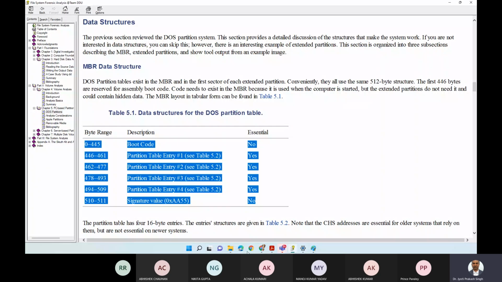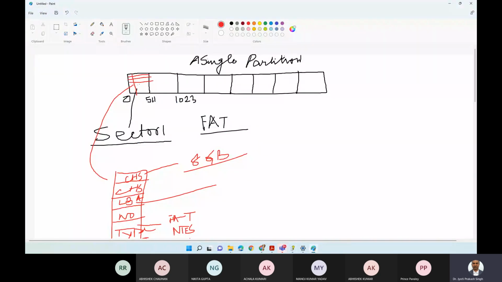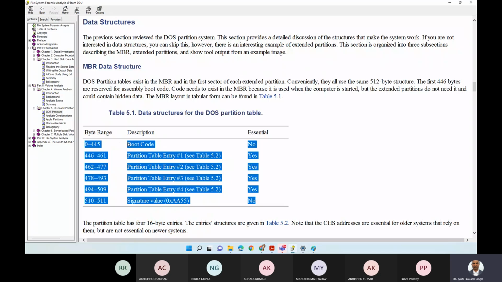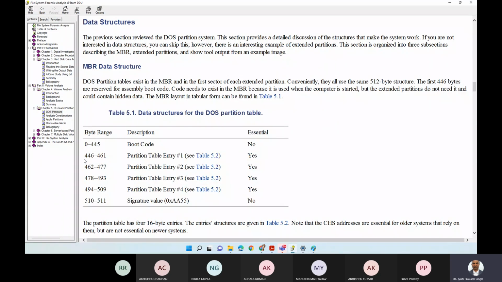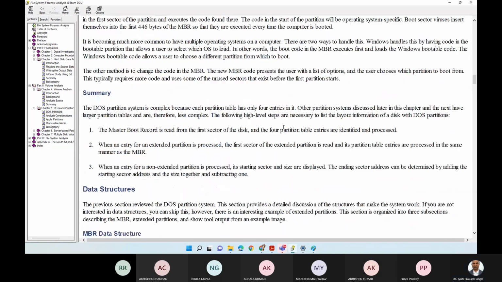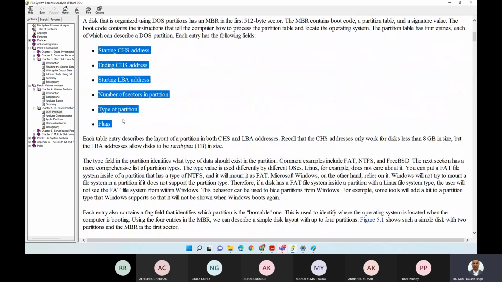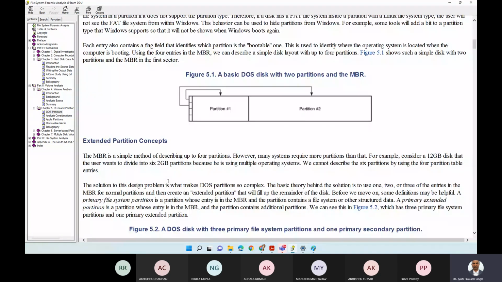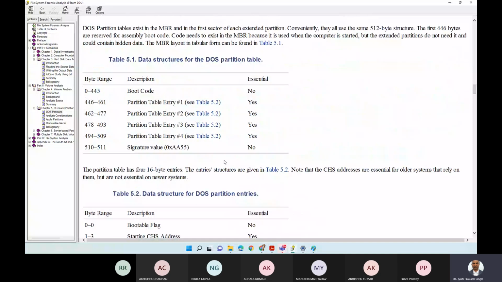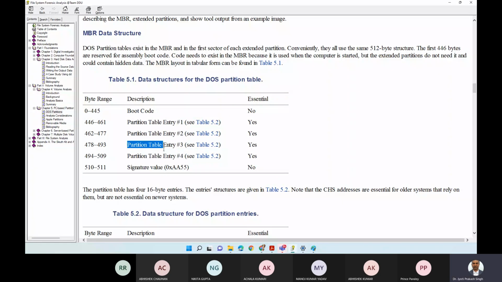So this is the first sector, and this is what is in the total first sector. The first 446 bytes are boot code. Then from 446 to 461 we have the partition table entry, this one. Then the second, third, and fourth partition table entries, because there can be 4. And then the magic number: if it is a FAT32 or DOS-based partition, then at bytes 510 and 511 we will have the magic numbers 55 and AA.